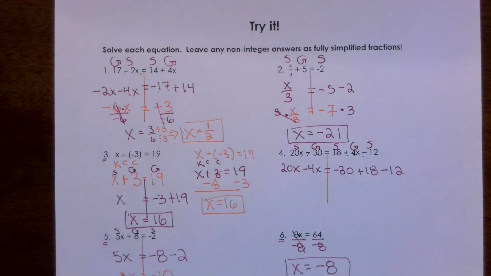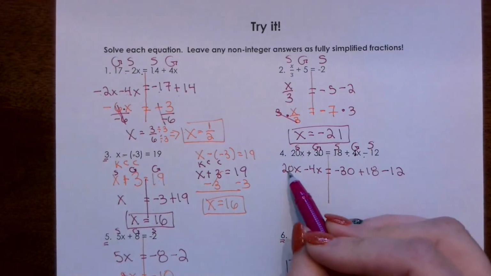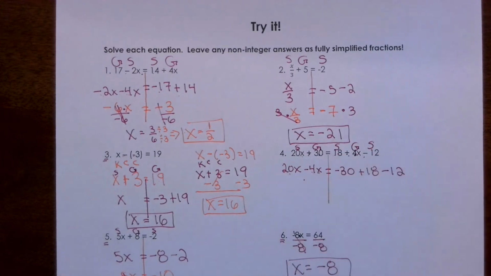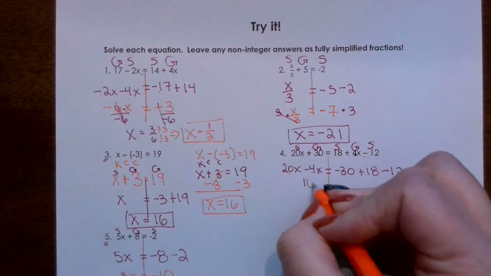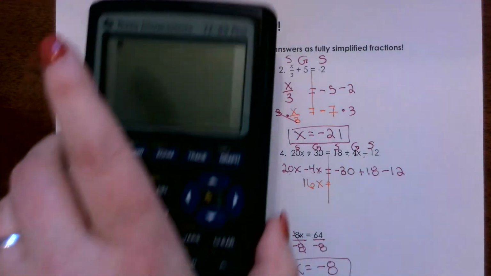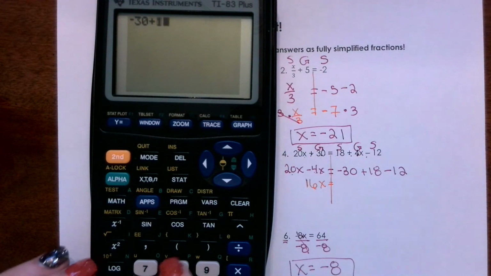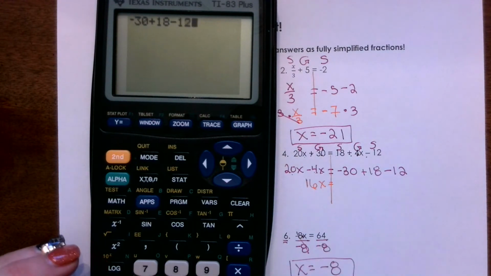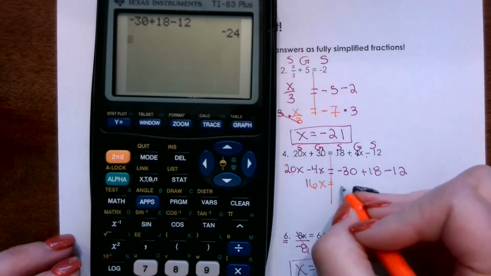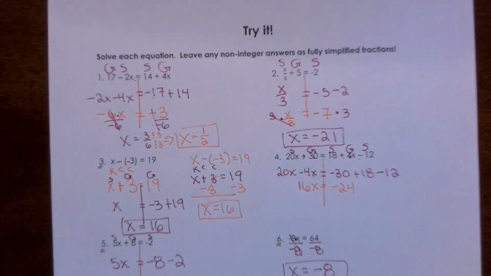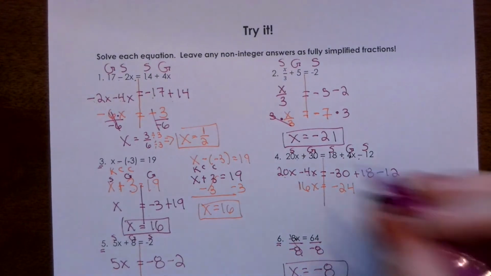Now I'm going to get out a calculator. I've got 20x minus 4x, 20 minus 4, that's 16x. And I've got negative 30 plus 18 minus 12. And that equals negative 24. Okay, so now I have a situation where I've got 16 times x.